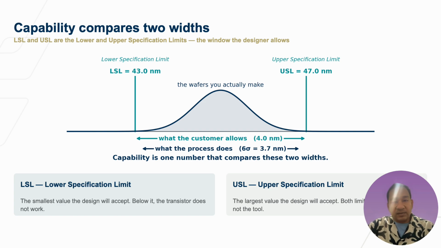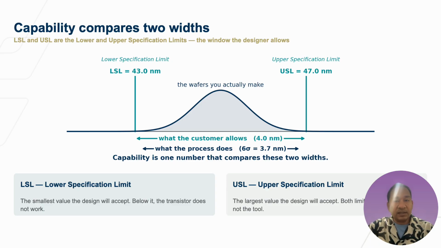The curve is your process. It is the distribution of wafers you actually produce, and its width comes from the sigma we spent so much time estimating. 6 sigma covers essentially all of it. Here, 3.7 nanometers. So there are 2 widths on this slide. 4 nanometers of permission and 3.7 nanometers of behavior. Capability is a single number that compares them. That is all it does.